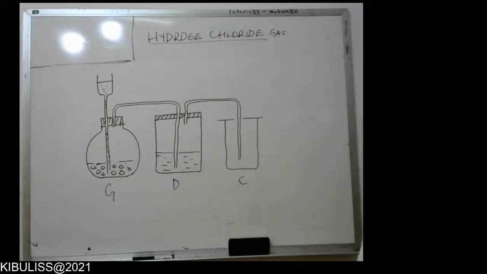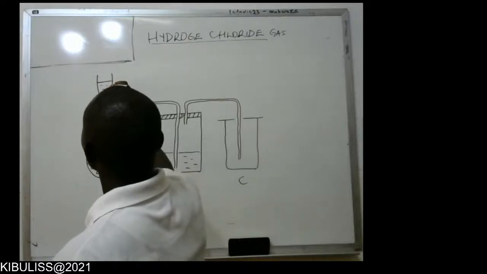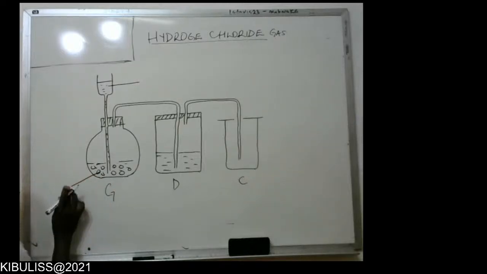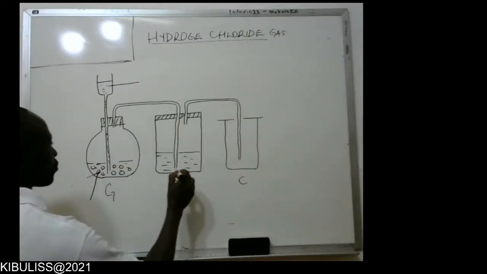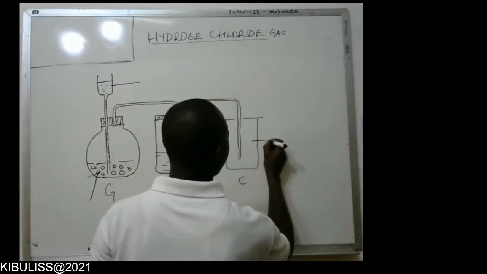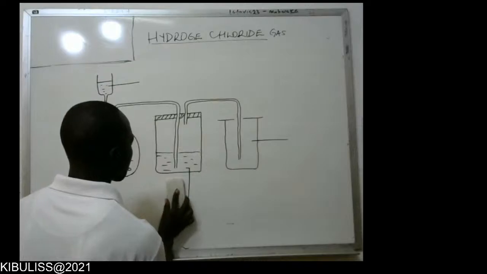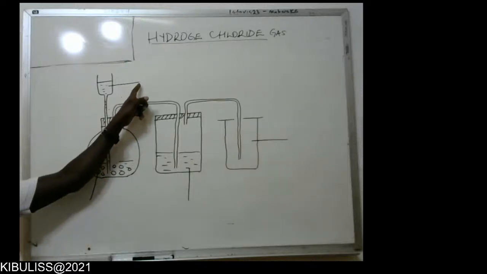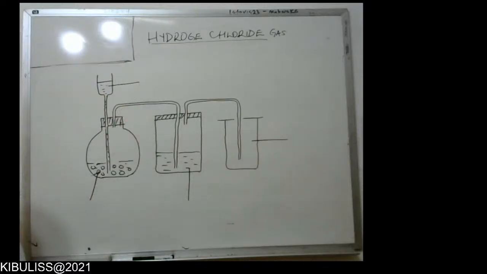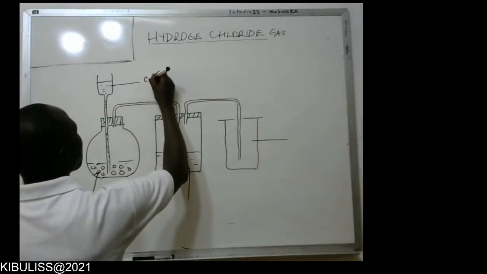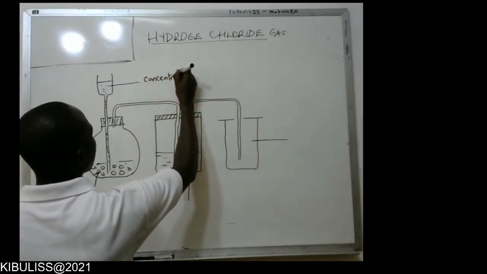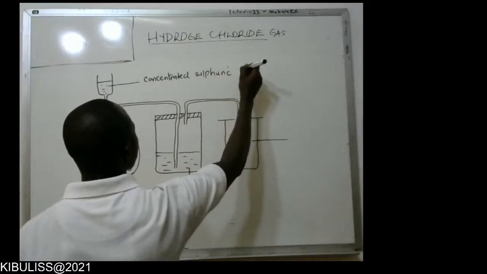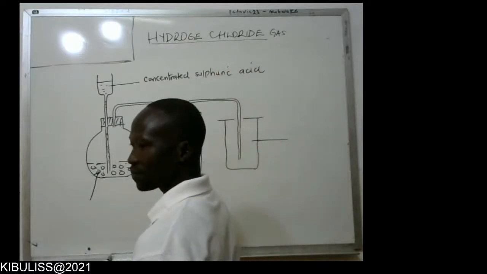If your diagram looks like that, I expect you to label for me this. I expect you to label this. We should have labeled this one, and we need to label that one only. So, what do we need to write here? Whoever has written conc is wrong. I want the word in full, concentrated sulfuric acid. Don't use formula, don't use symbols to label diagrams.